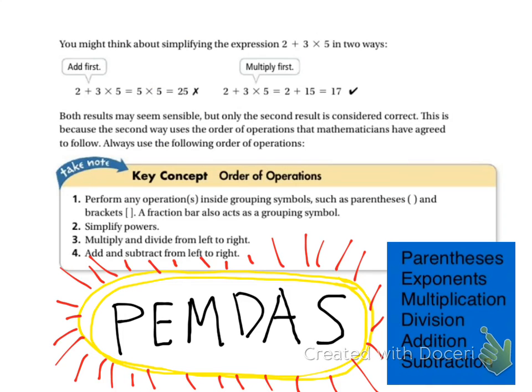When we have multiple operations in one expression, we need to have an order of how to do things, which is where the order of operations comes in handy. PEMDAS, which I memorized by knowing "please excuse my dear Aunt Sally," tells us our order of operations. We start with parentheses, then exponents, then we use multiplication and division, and addition and subtraction. If we have multiplication and division in the same expression, we work from left to right, and the same goes for addition and subtraction. We would work from left to right.